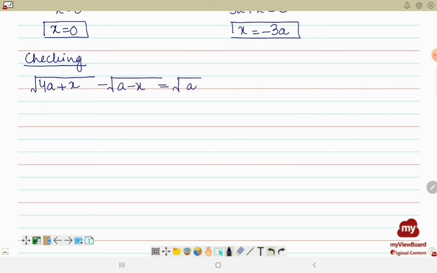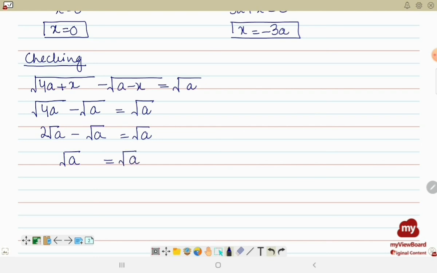So instead of x, we'll write down 0. Instead of x here again, we write down 0. So 4a becomes 2 square root a. So when you solve it, we are left with just 1 of square root of a, which is equal to this. So these two sides are equal. So 0 will get into the solution set.